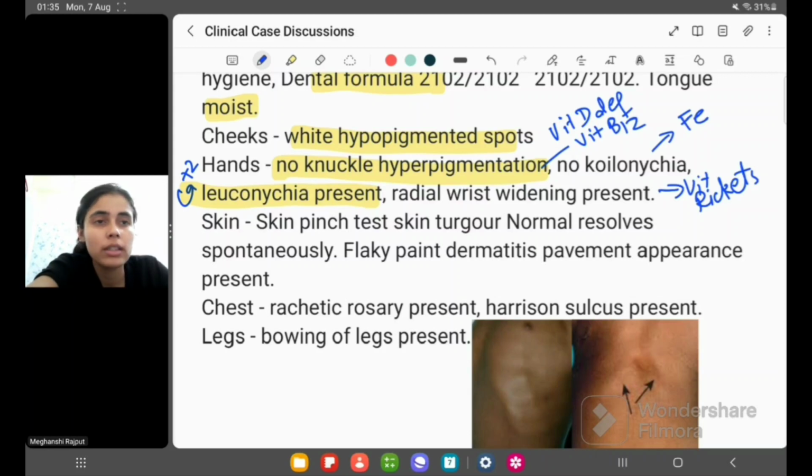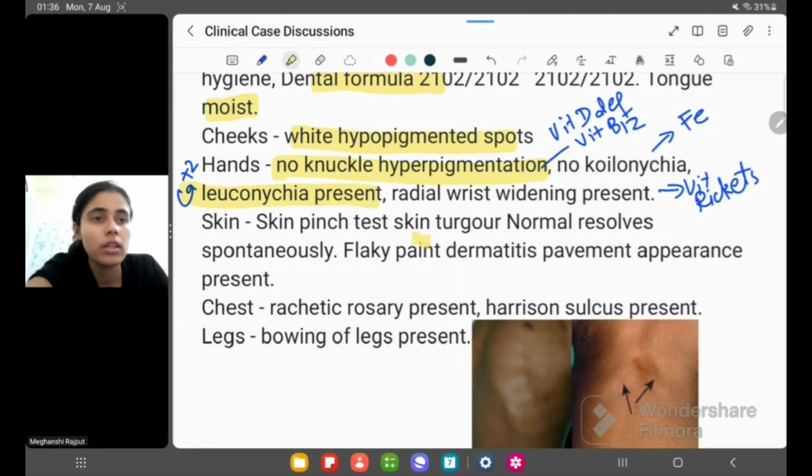The skin pinch test is normal, that is, it resolves spontaneously. When you pinch the skin of the child, if it goes back spontaneously, that is in less than 2 seconds, it is spontaneous. But if it is delayed, taking 2 to 10 seconds, then you say it is slow, and very slow beyond that. It resolves spontaneously when there is no dehydration. It is slow in some dehydration and very slow in cases of severe dehydration.